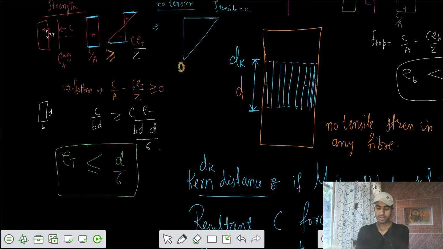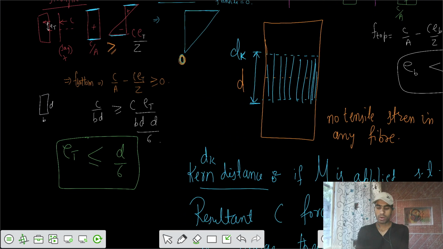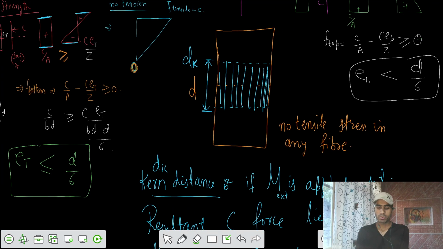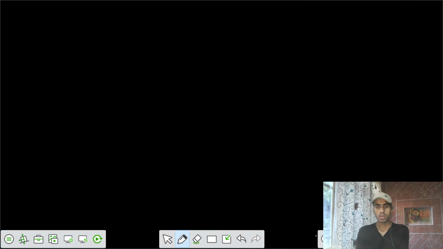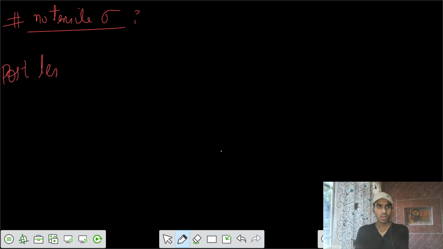So similarly, let's take one more problem so that we can further understand what this concept is all about. It says that we don't want any tensile stresses. I want no tensile stress to be there. So let's take a problem where a post-tension beam is there.